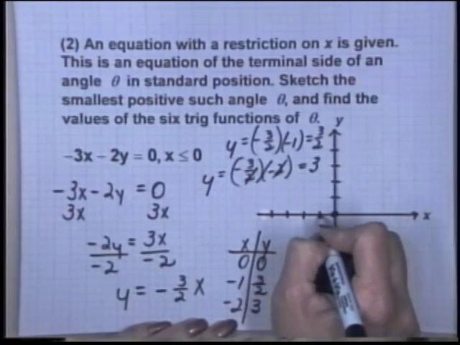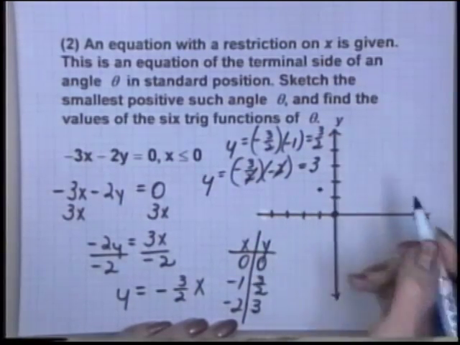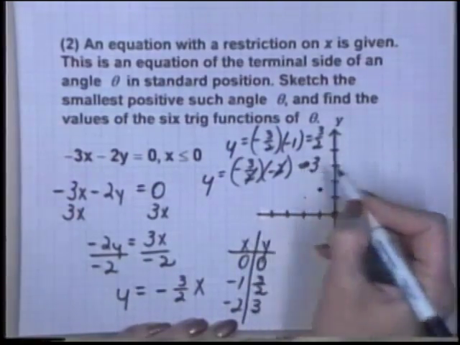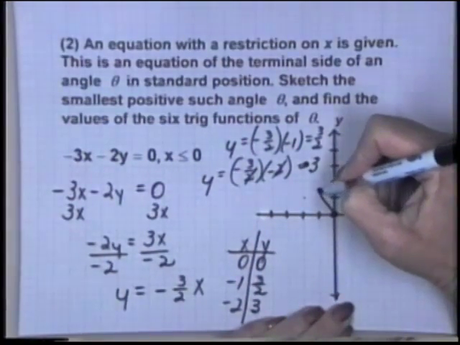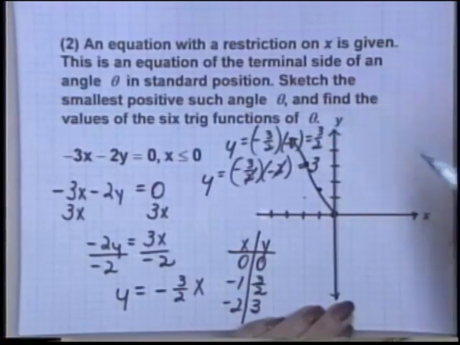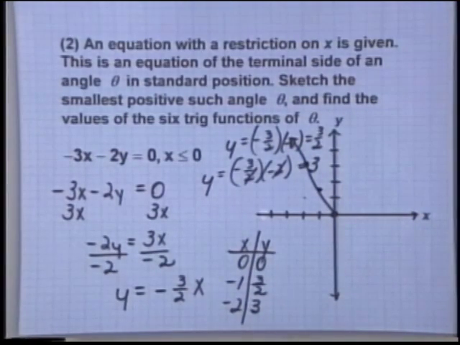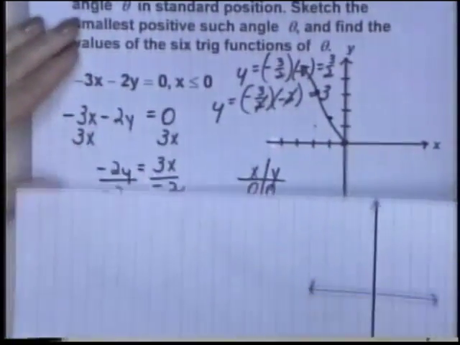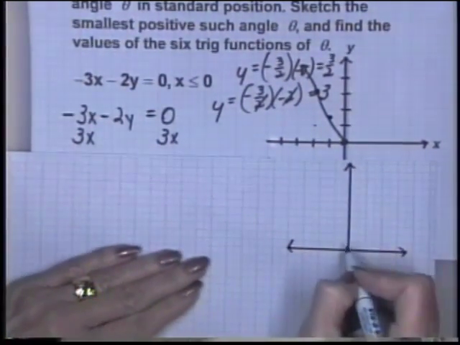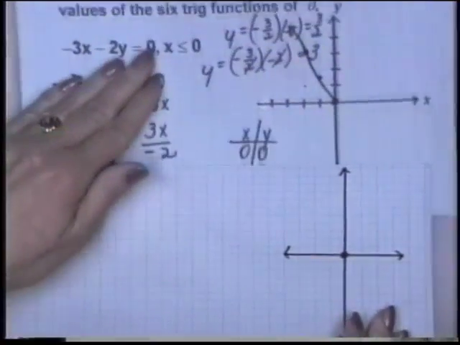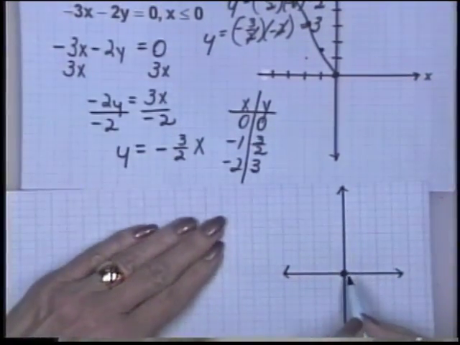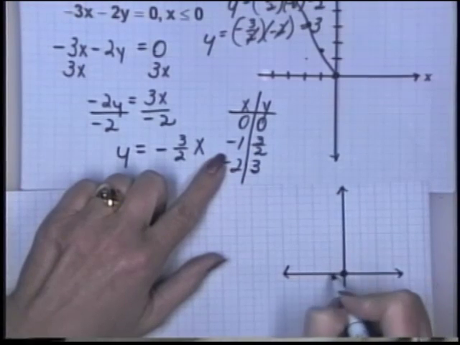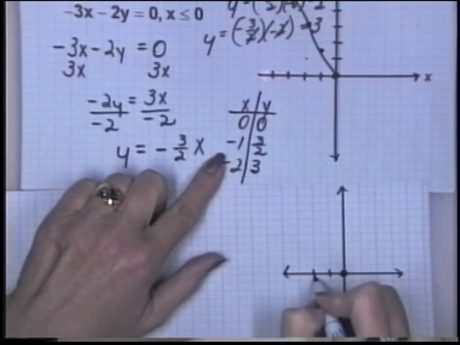Let's see, -1, 3/2, and then -2, 1, 2, 3. So that's what the terminal side looks like. I'm going to need more room anyway, so let's do a little better job of that. How about it? Let's see, I've got my 0, 0, my -1. Let's plot some.